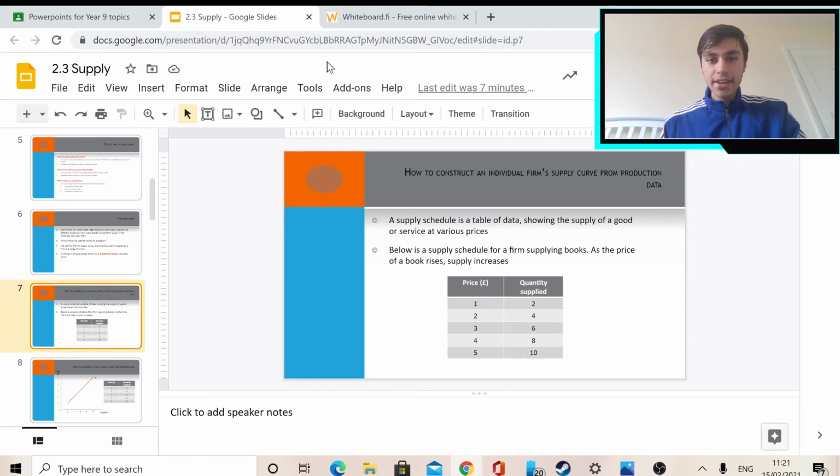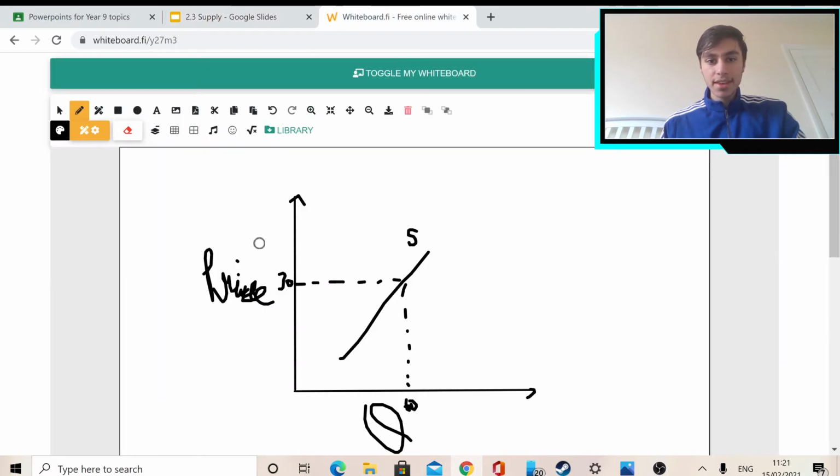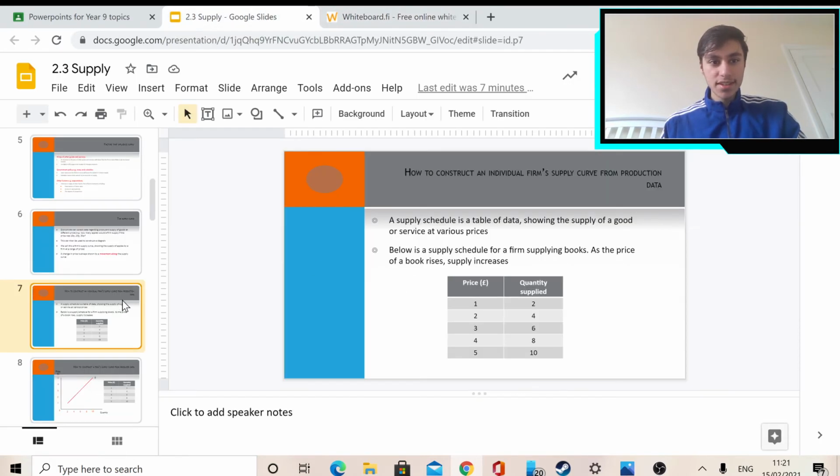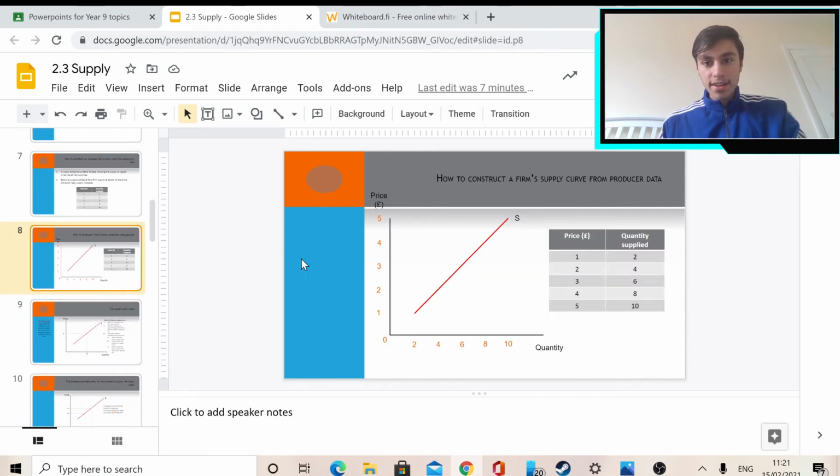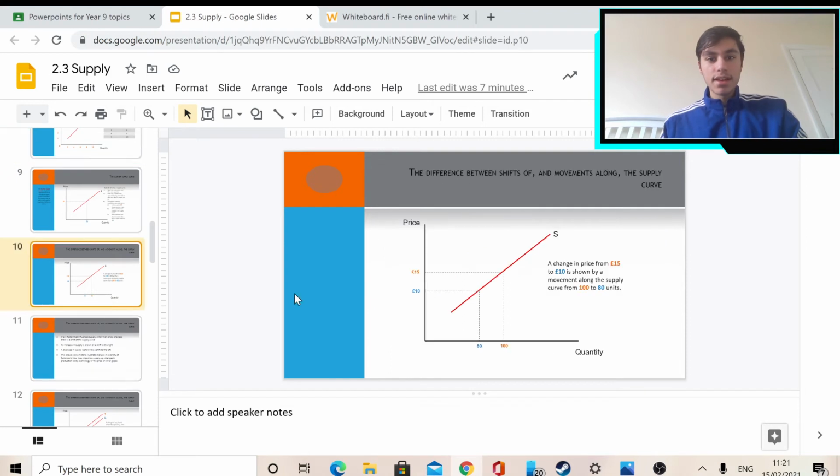And if it's given data, you just label the coordinates. I should not waste time doing that. And yeah, so this is one using data. So you see price goes 1, 2, 3, 4, 5, and quantity 2, 4, 6, 8, 10. It's a linear relationship. Now a change of price is shown by 15 to 10.